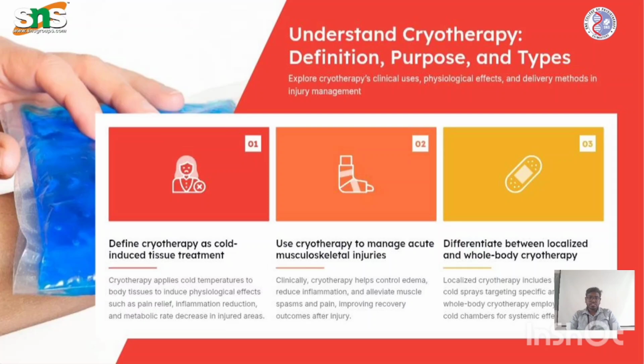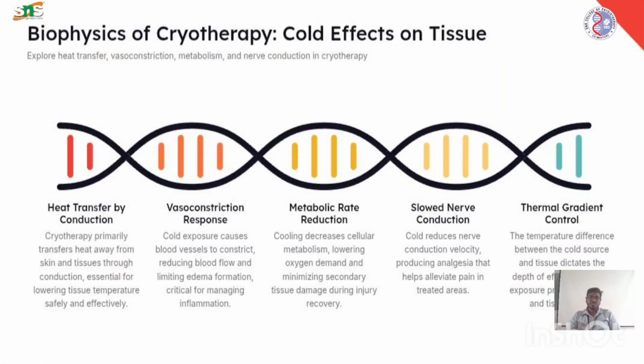Cryotherapy applies cold temperature to the body tissues to induce physiological effects such as pain relief, inflammation reduction, and a decrease in the metabolic rate in the injured areas. Cryotherapy also helps control edema as well as reduce inflammation, and alleviate muscle spasm and pain, improving the recovery outcomes after injury. Localized cryotherapy includes ice packs and cold spray targeting specific areas, while whole body cryotherapy employs a controlled cold chamber for systemic effects.